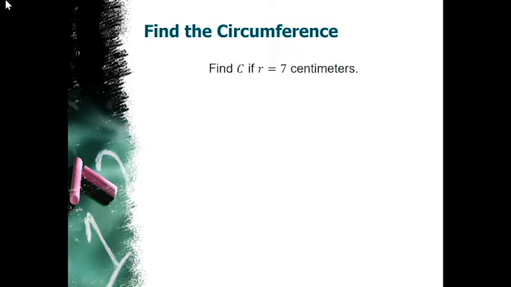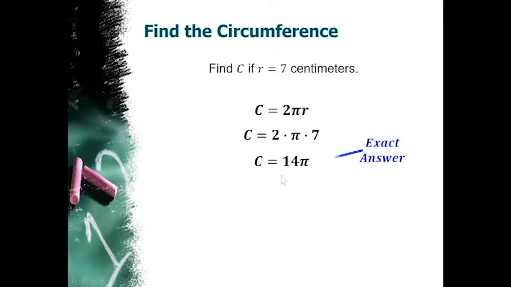Here's an example of a circumference problem that you might run across. This is a very basic problem. They're talking about finding the circumference if the radius is 7 centimeters. To find the circumference, because we're dealing with radius, we would use the formula circumference equals 2 pi r, or 2 pi times the radius. We'd plug in our value, which we know the radius is 7. Here we plugged in that 7. We would multiply the 2 times the 7 to get 14 pi.